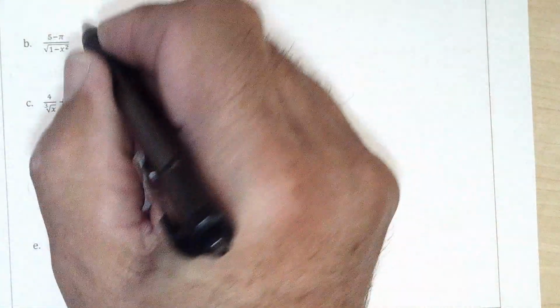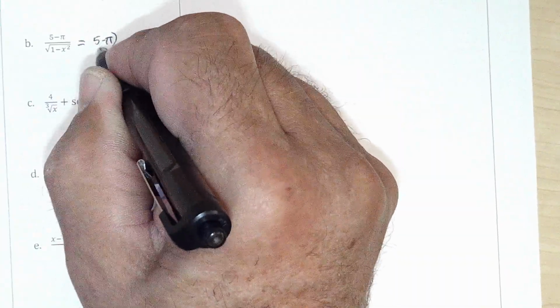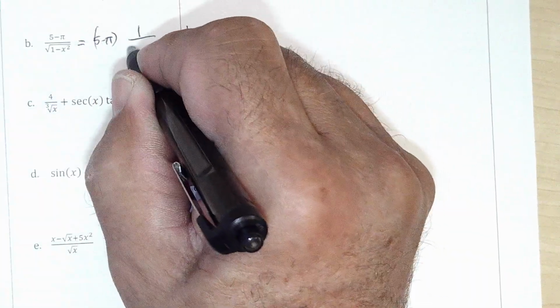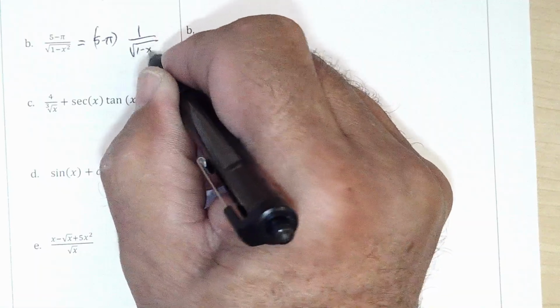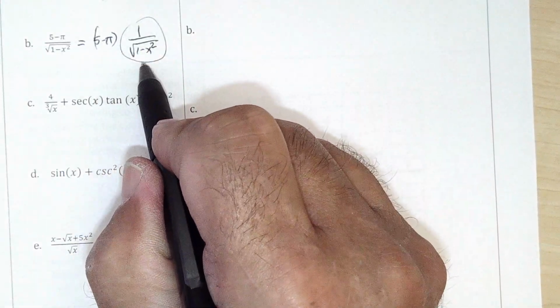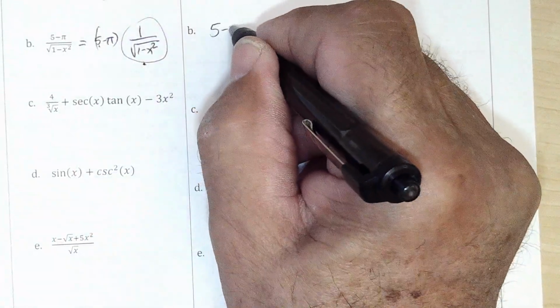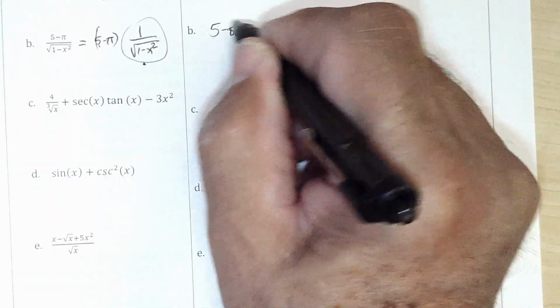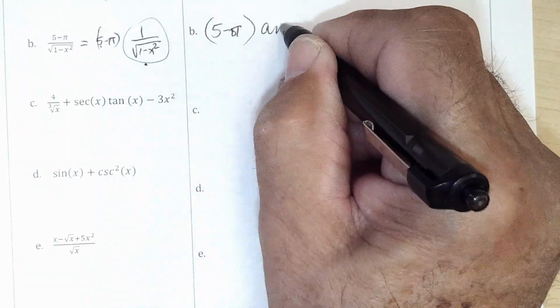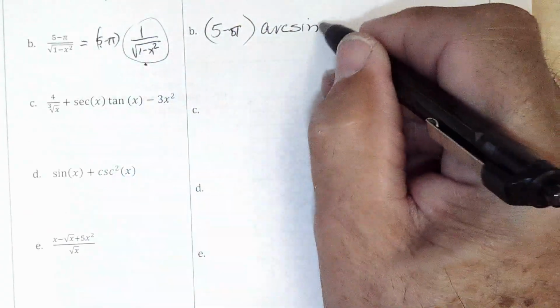5 minus pi is just a constant, so we can pull it out. 5 minus pi times 1 over the square root of 1 minus x squared. And you should recognize that as the arcsine's derivative, and it's times a constant, so it's 5 minus pi times the arcsine of x.